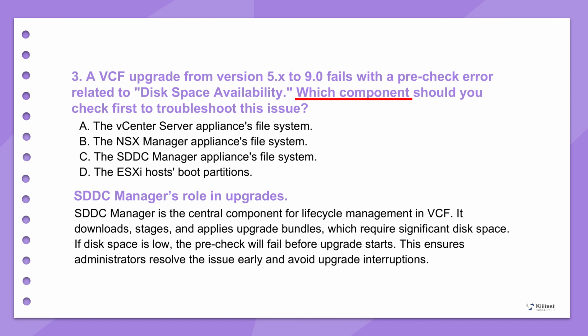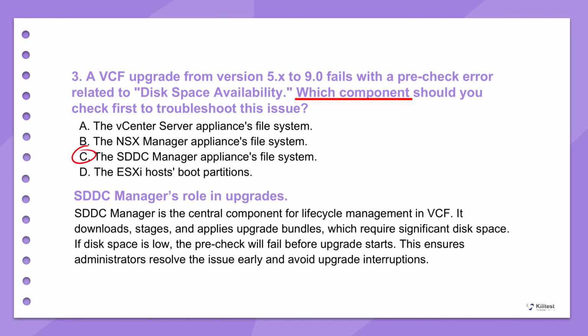It's downloading the upgrade bundles. It's holding temporary files. It needs working space. If its own disk space is full or nearly full, the upgrade process just can't proceed. So that disk space availability error. First place to look every single time is the SDDC Manager's file system utilization. Got it. Check the conductor's podium space. Exactly. No room for the music, no concert.